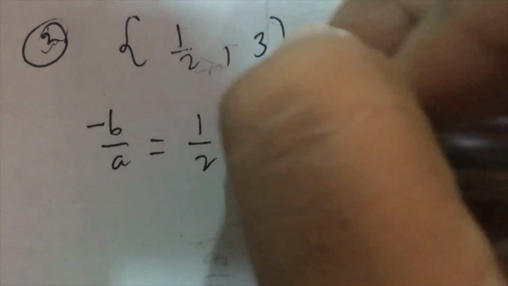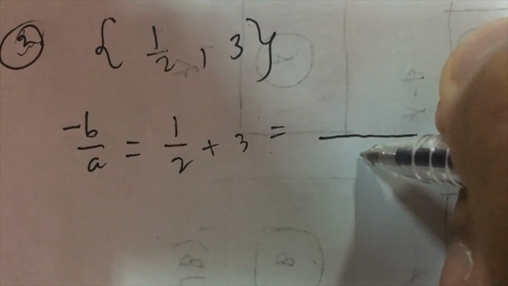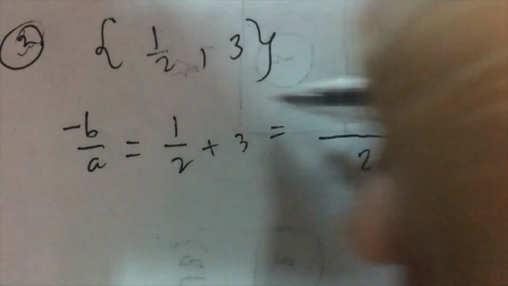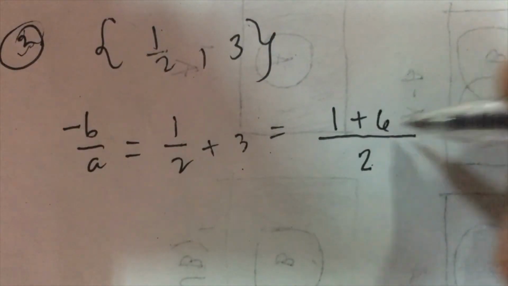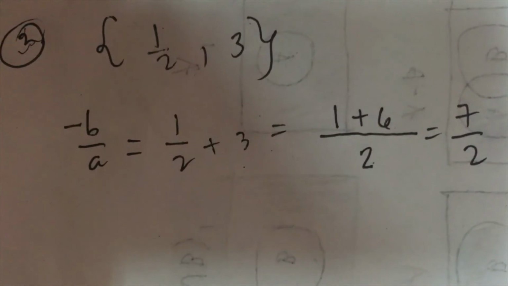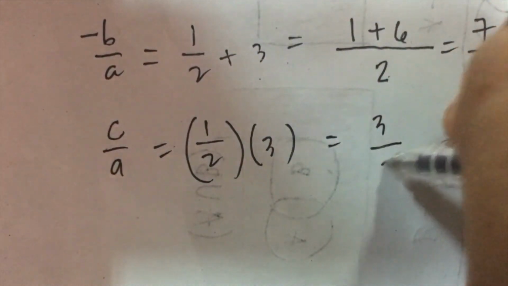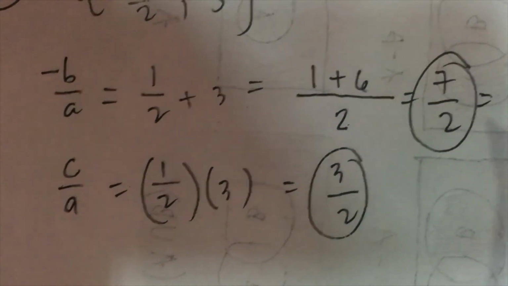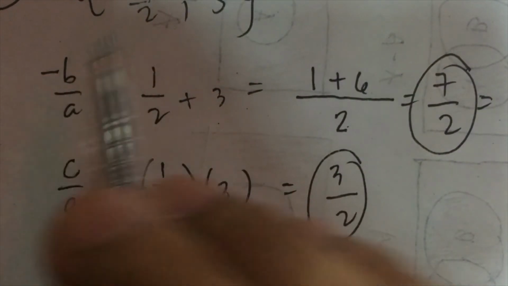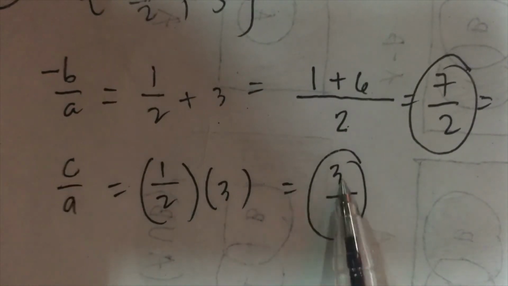So 1/2 plus 3, that is equal to, step by step, we will get the LCD. 2 divided by 2 multiplied by 1, that is 1, plus 2 divided by 1 times 3, that is 6. So we have 7 over 2. How about our c over a? That is 1/2 multiplied by 3. So we have 3 over 2. So we have now the values 7 over 2 and 3 over 2. So our b now is negative 7, since negative. Our a is 2, they are the same, and our c is 3.